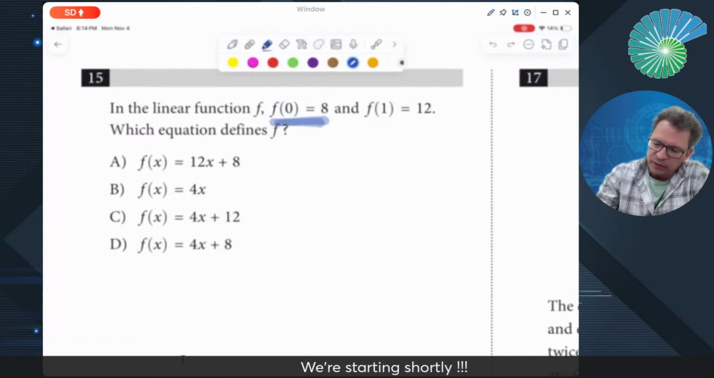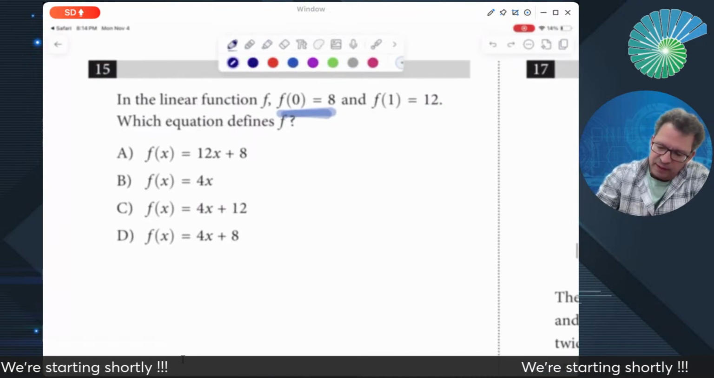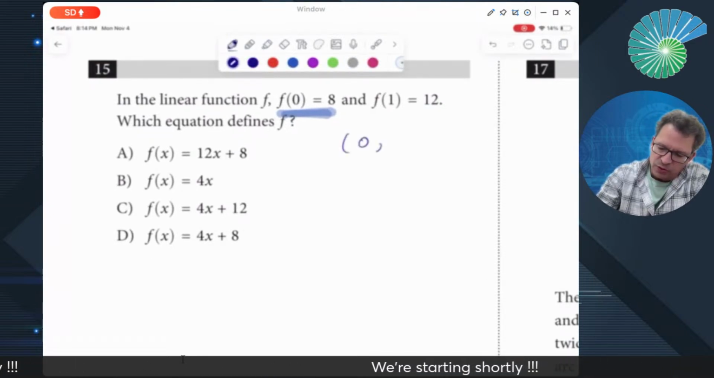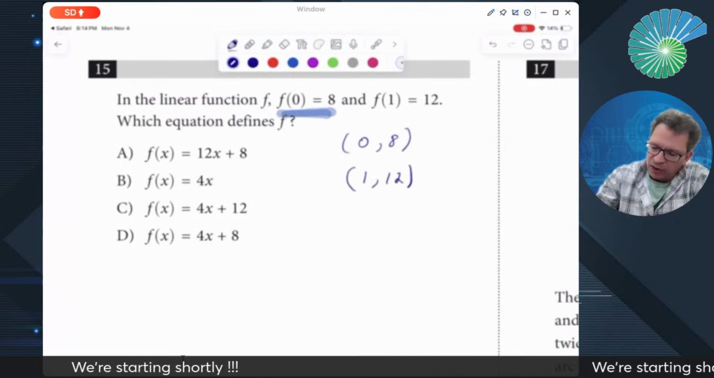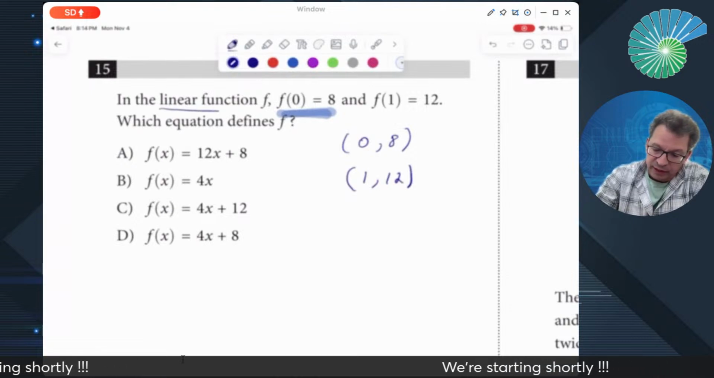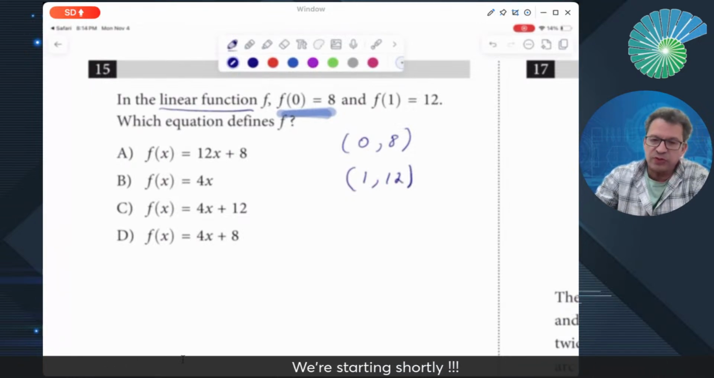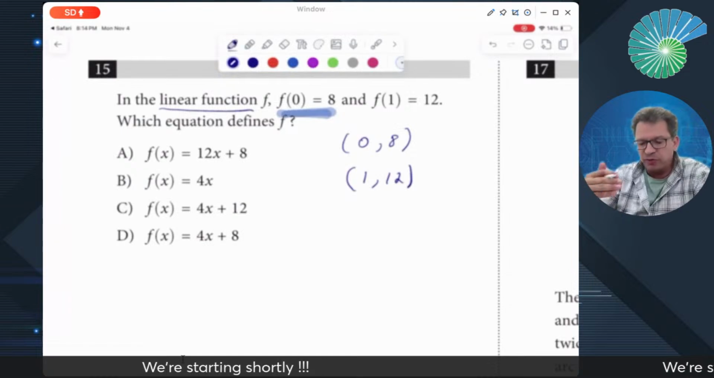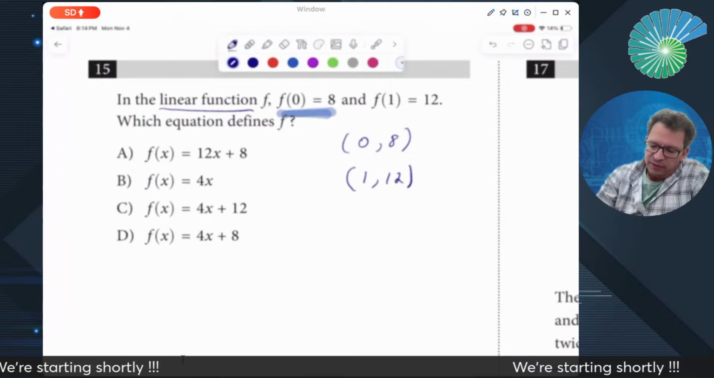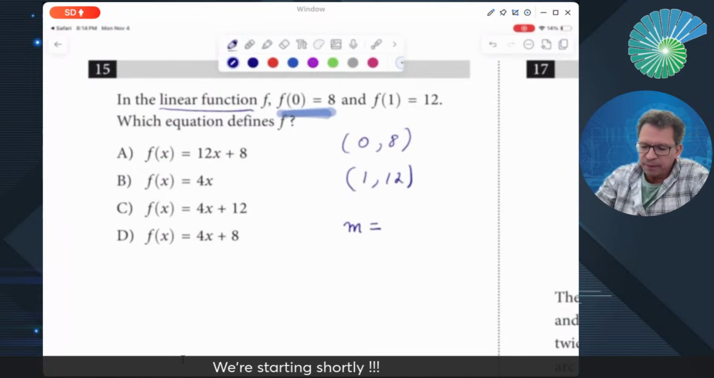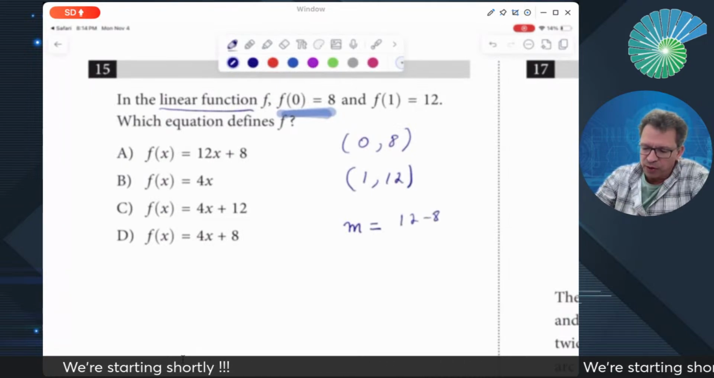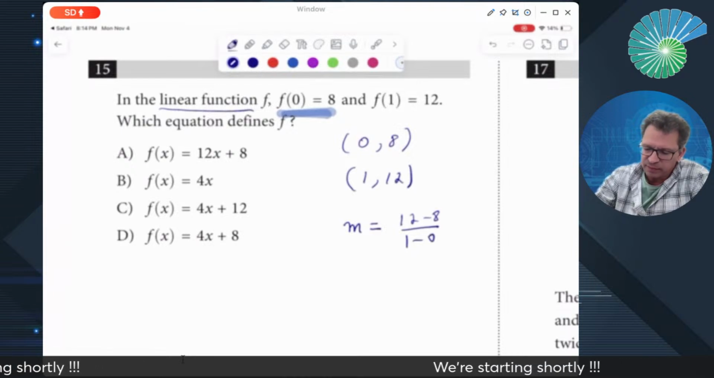Let me get rid of this real quick. There you go. Corresponding to two different x values, meaning that the points (0, 8) and (1, 12) are in that linear function. And the question is to find which choice represents that line. Well, I can begin by finding the slope. So the slope is y minus y over x minus x. And I get that the slope is 4.